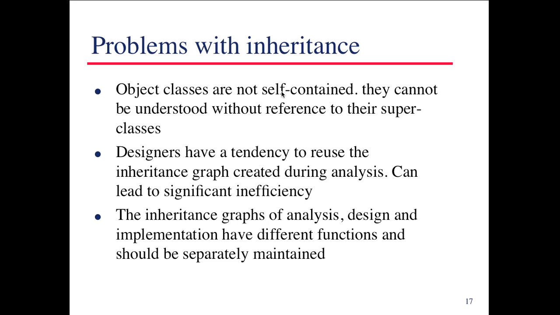Problems with inheritance. Interesting thing. Objects are self-contained, or they should be self-contained. They cannot be understood without references to their superclasses. So you have to actually know the hierarchy in order to figure out what is being inherited, what is being referenced. So designers have a tendency to reuse inheritance graphs created during the analysis. Can lead to a significant inefficiency. This is where I say when you map out your first object list, you're going to want to change it. Because what you're going to look at, in fact, another approach you can do is just, instead of drawing boxes, just list out all the objects.